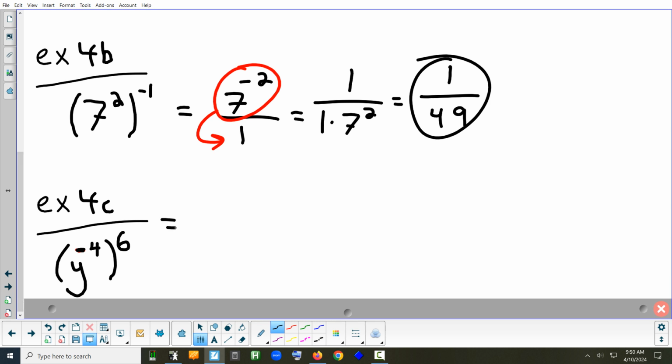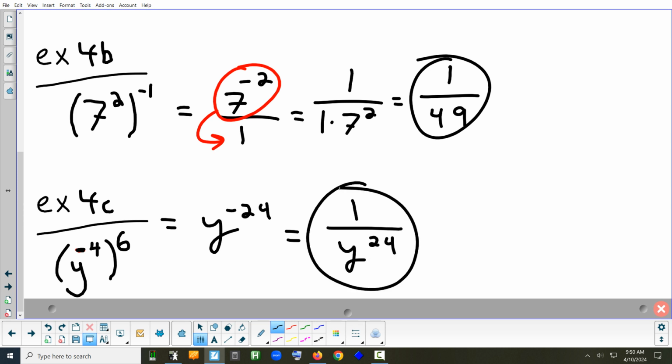Okay, and this one, pretty similar. It's y to the negative 4th to the 6th. So we have a power to a power. What do you get when you multiply negative 4 and 6? Negative 24. So without me guiding you through it, anyone think they can just tell me what the final answer will be? 1 over y to the power of 24. Yep, 1 over y to the 24. For any question, we're not going to do the extra example, but we are going to do 4D. So we have one more we're going to do.